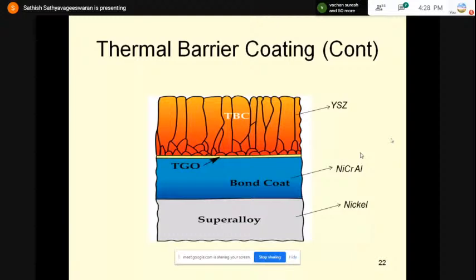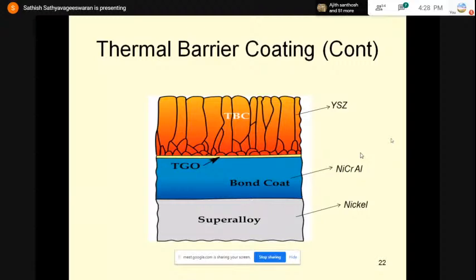So here, if you are entirely visualizing the thermal barrier coating, you will have a nickel-based superalloy at the bottommost region, and over which you will be having a bond coat. This is made up of nickel, chromium, aluminum, and its thickness will range from around 100 to 600 micron. And subsequently, you can see a very thin layer, that is TGO, thermally grown oxide layer, and it will have a thickness of around 2 to 10 micron. And above that, you will have your main coating material, that is yttria stabilized zirconia, and its coating thickness may range from 100 to 600 micron.